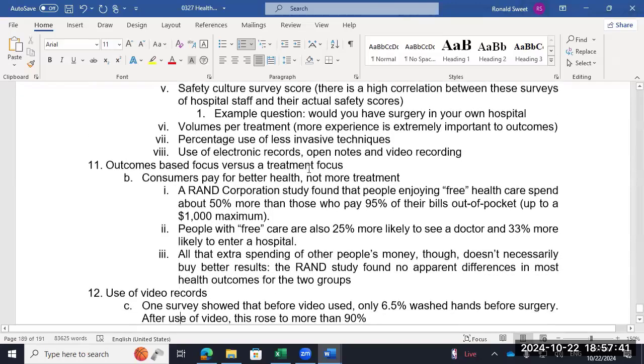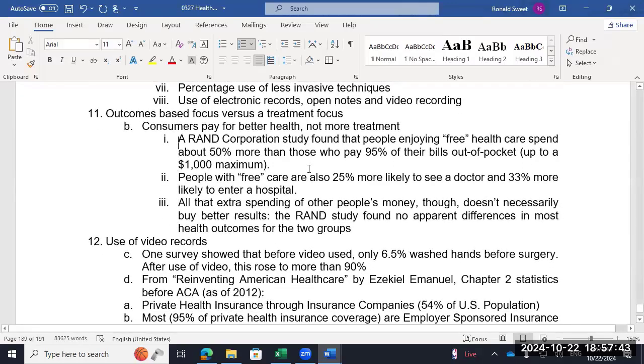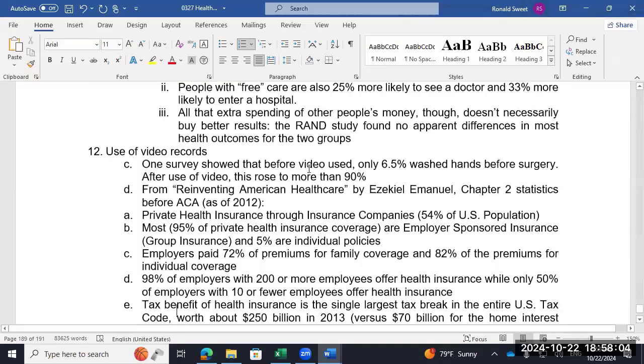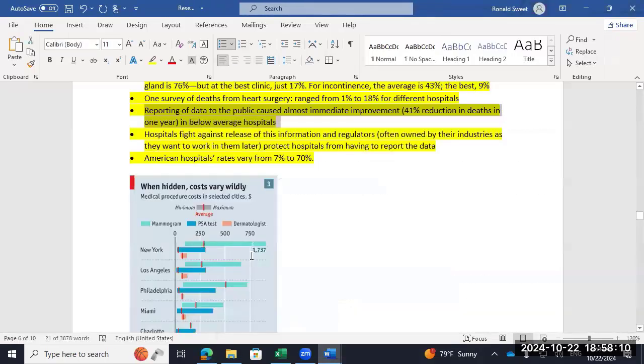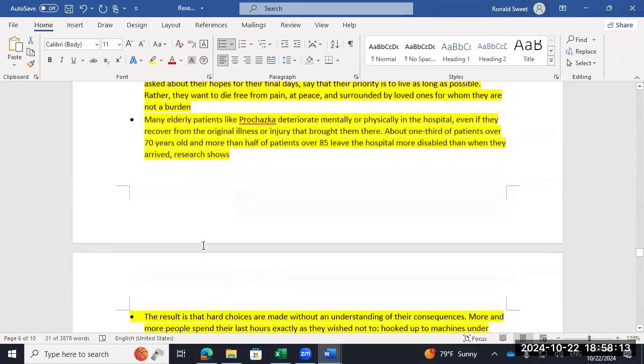All right, we'll get into outcome-based, but on consumerism, people spend more when health insurance covers them, when it's not coming out of their own pocket. They're going to spend 25% more to see a doctor, 25% more, 33% more likely to go into the hospital when they're not paying for it. Forget where I put this under, but I think, oh yeah, under solutions.